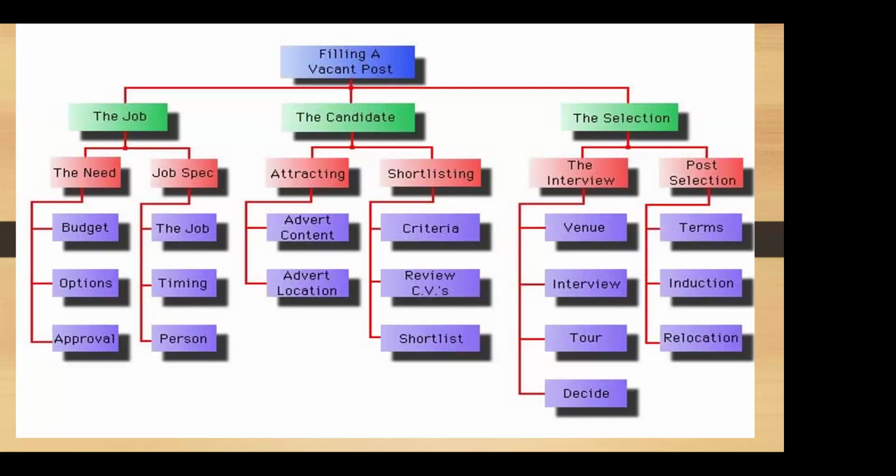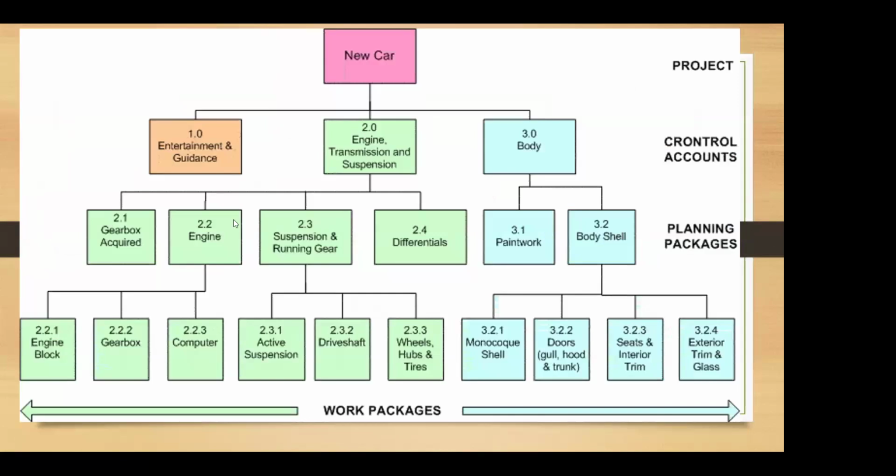Okay, let's look at another example. So here you are developing a new car, right? So when you are developing a new car, what are the main control accounts? What are the main things that you have to look at? You can look at the entertainment and guidance systems. Then you have the engine, the transmission, and the suspensions. Then you can look at the body, right? So these can be identified as the control accounts of the project.